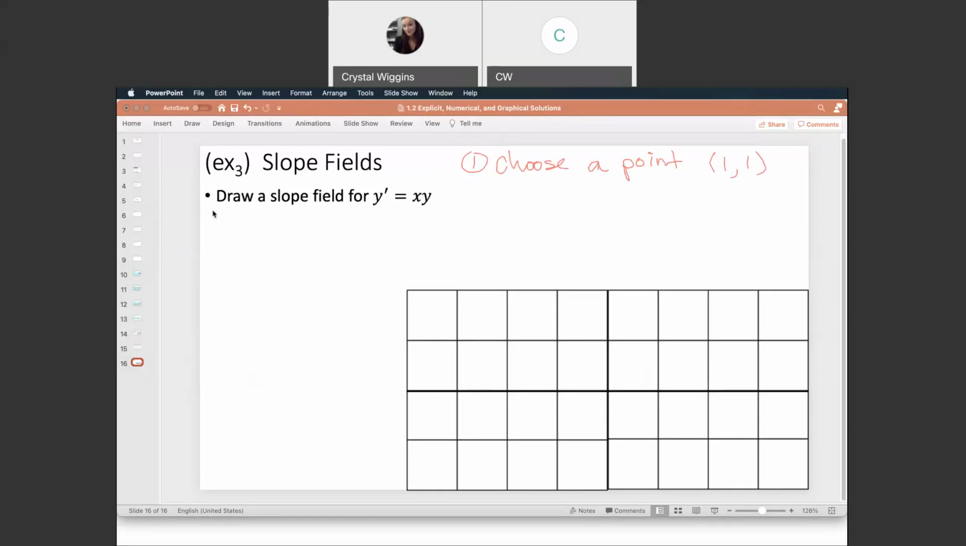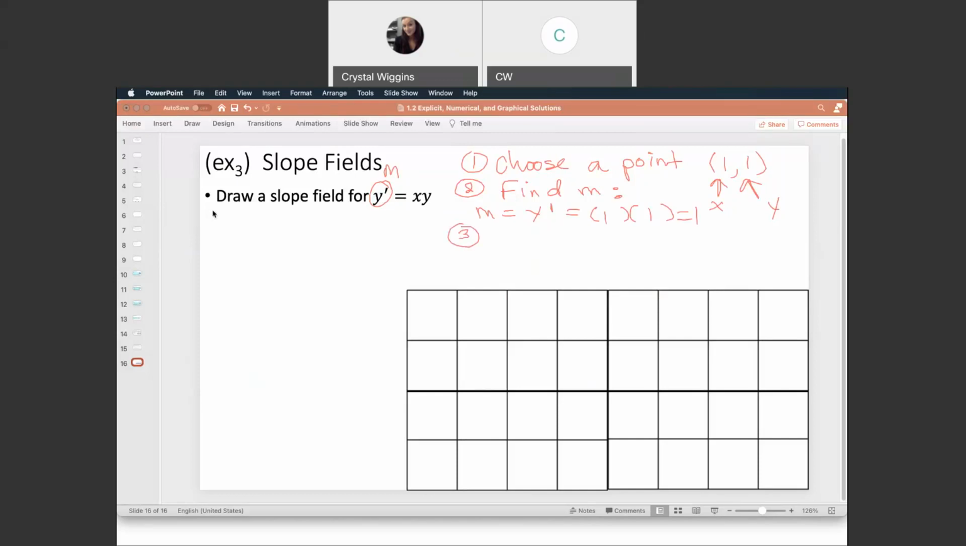Again, we're going to have to choose many points, but we choose a point, and then the second step is to find the slope at that point. So find m. We know that y prime is m, so we are finding the slope. M is the same thing as y prime, and the formula is x times y. Our x is 1 and our y is 1, so we are calculating 1 times 1, giving us a slope at (1, 1) of 1.